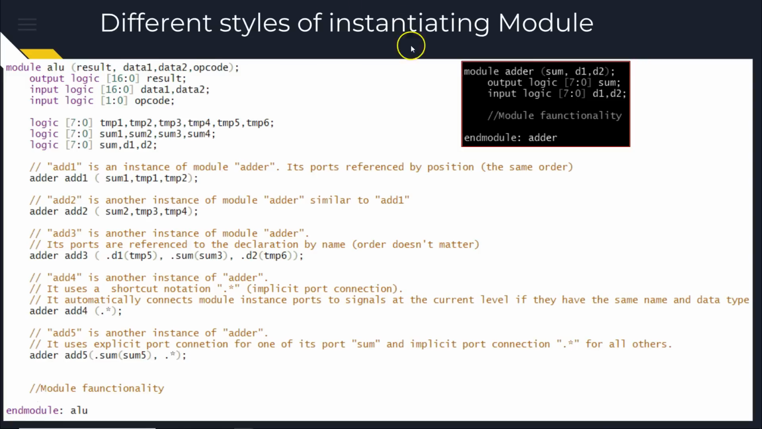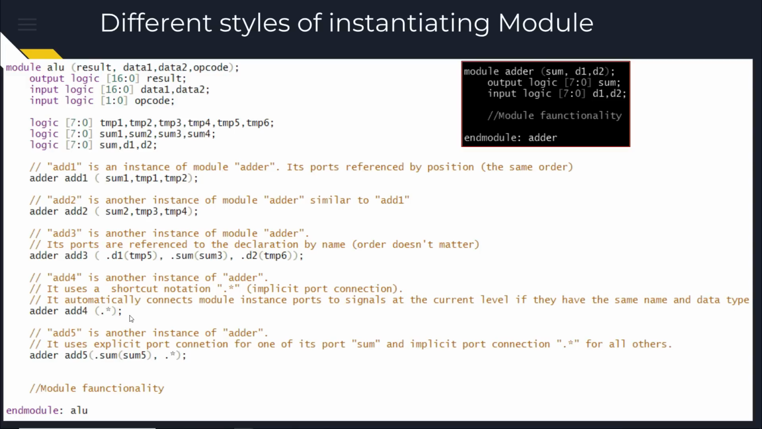If your port names are the same as the internal signal names, you can use a simple declaration by using .*, which is shown here. Here the port sum in the original module is connected to the local variable sum, D1 to D1, and D2 to D2. This is called implicit port connection.